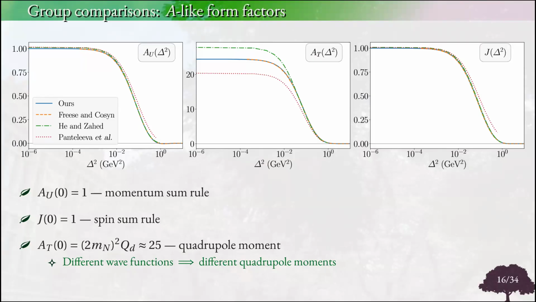Fangcheng He and Ismail Zahed use the Reid soft core potential, which actually has a bigger quadrupole moment, hence why it's up here. And Yulia Panteleva and others do a chiral effective field theory calculation, but they effectively get a smaller quadrupole moment. So in spirit, these all agree. The discrepancy is just due to the difference of quadrupole moments.